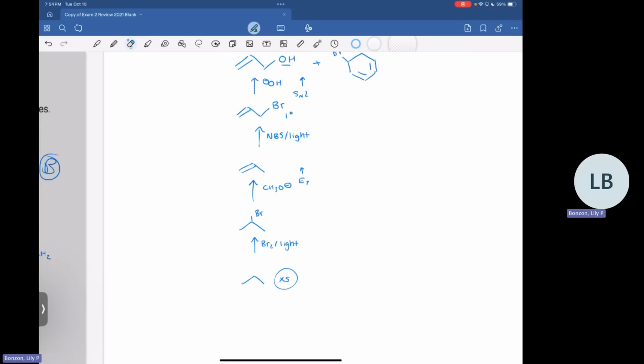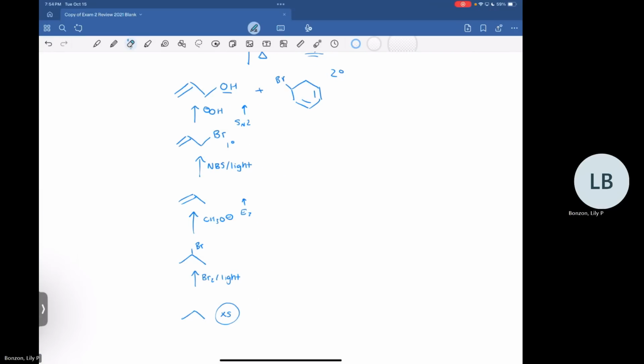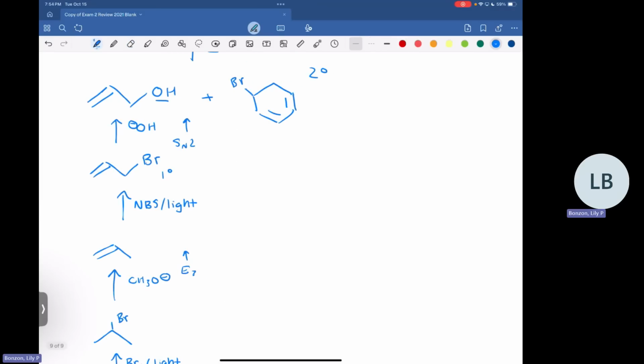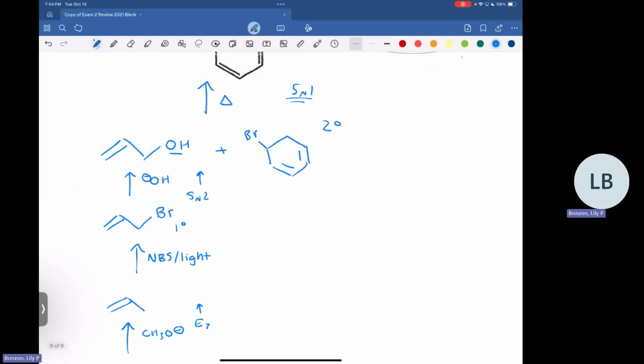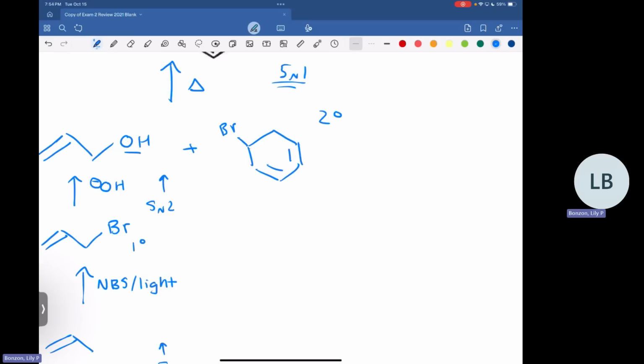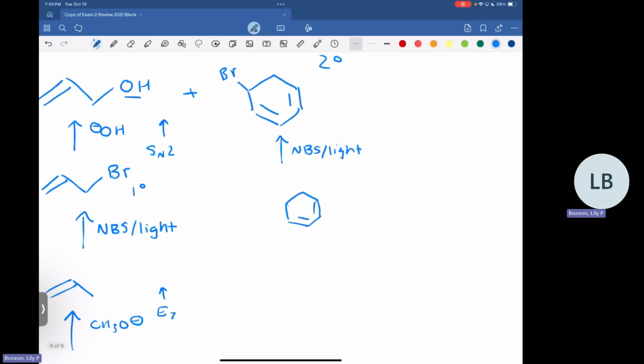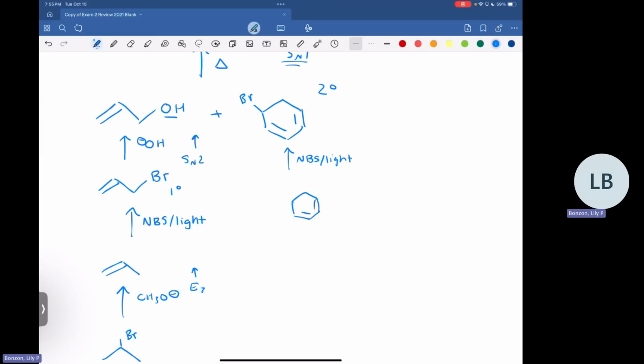Any questions on this side? Okay. And it's basically just going to be something similar on the other side, just halogenations and then substitutions or eliminations. So we have a bromine. It is adjacent to a double bond. So we're going to use our NBS and light. So our starting material is just going to be the double bonds.